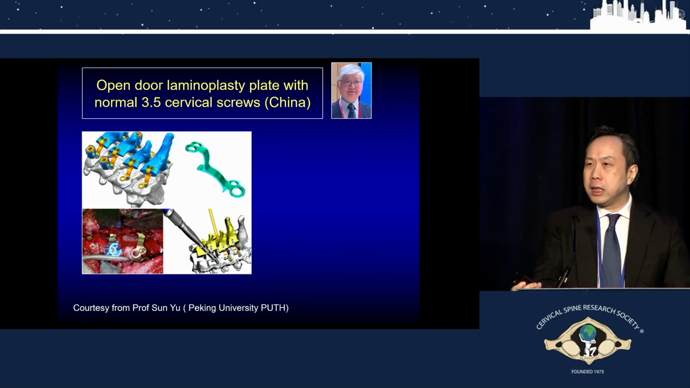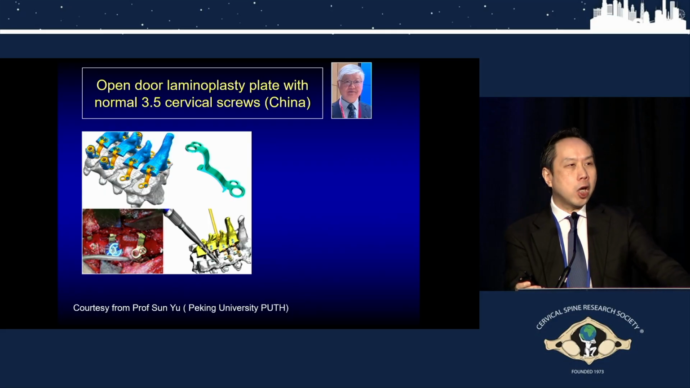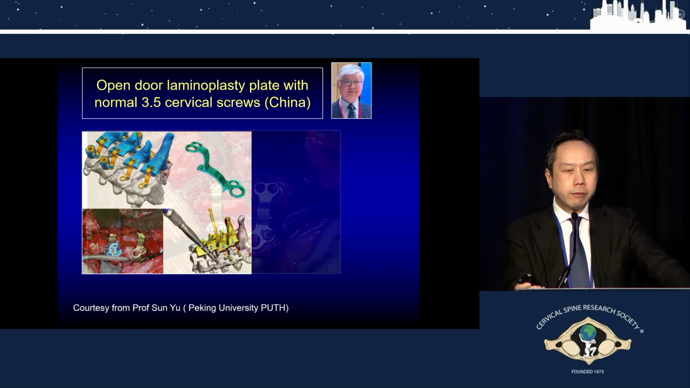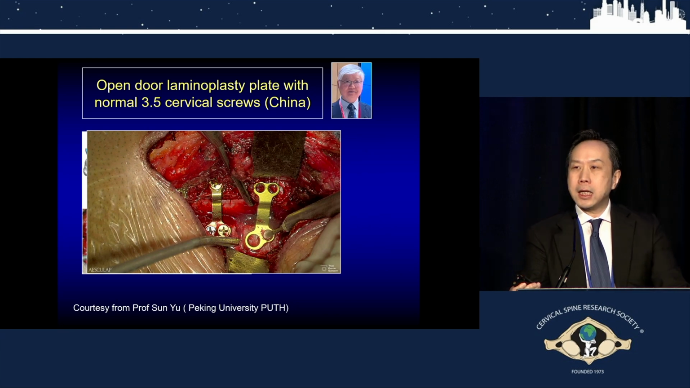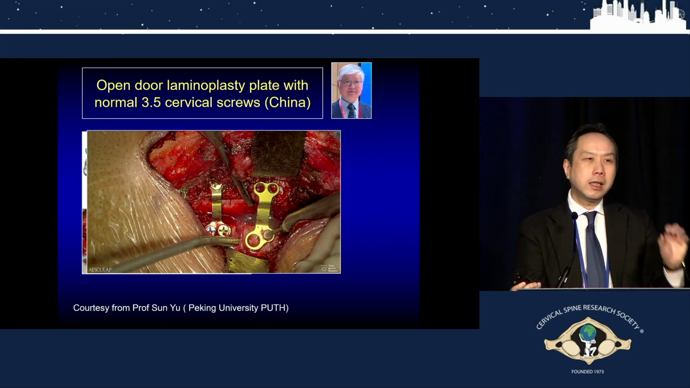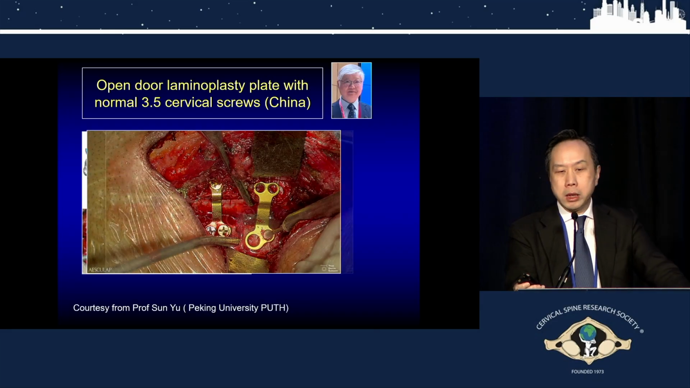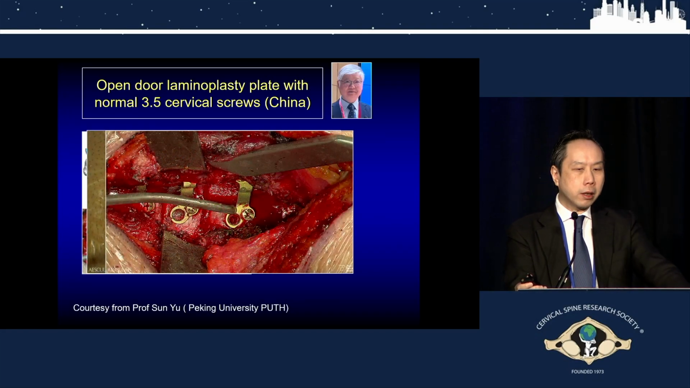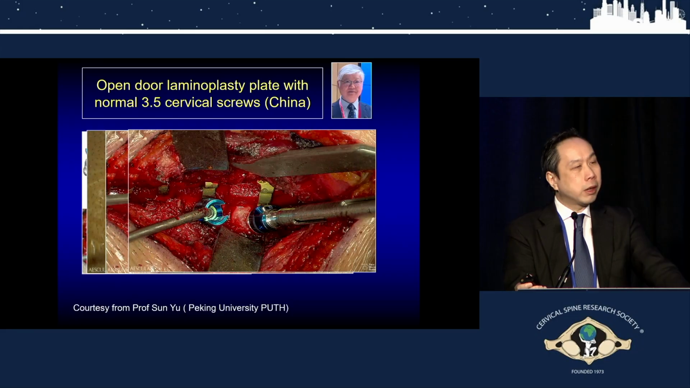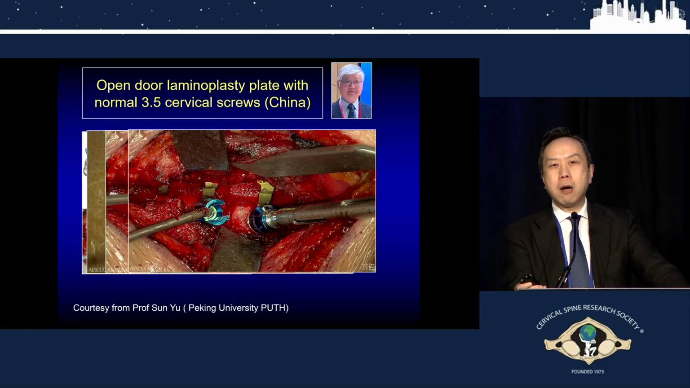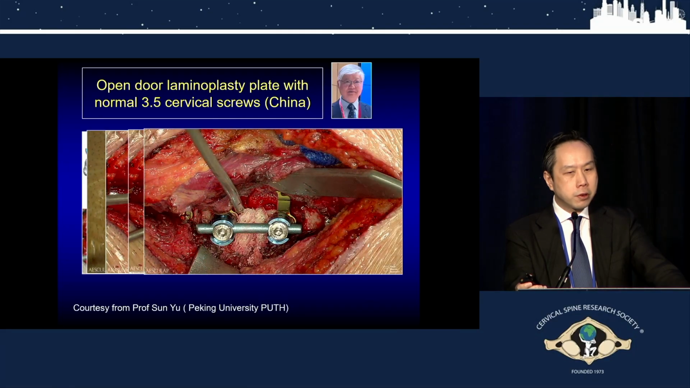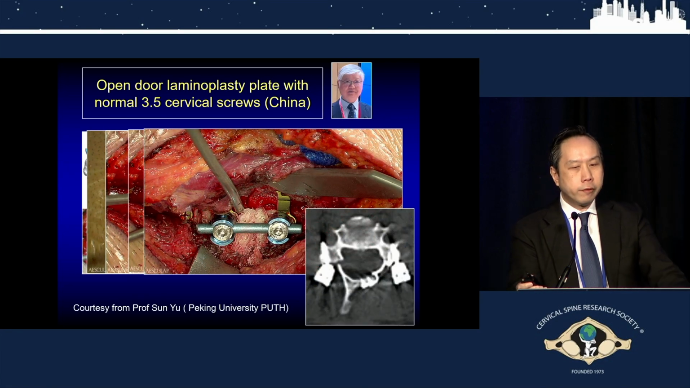Finally, as the indications are expanding, in China, Professor Sun Yu talks about the use of a new type of plate design in order to do this type of work. So you can see this is like a classical laminoplasty plate, but there's a bigger hole which allows you to put a 3.5 screw on it, may it be a lateral mass screw or a pedicle screw, depending on what you want to do. The opportunity is that the screw can now allow you to put a rod next to it and further enhance your fusion's stability over that area.